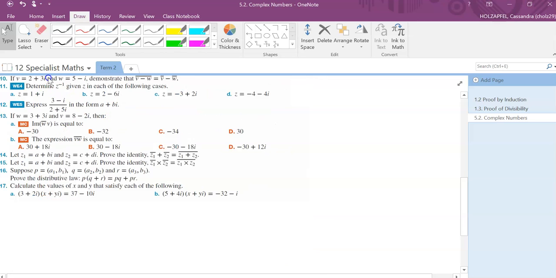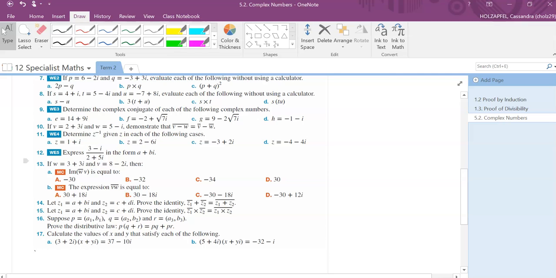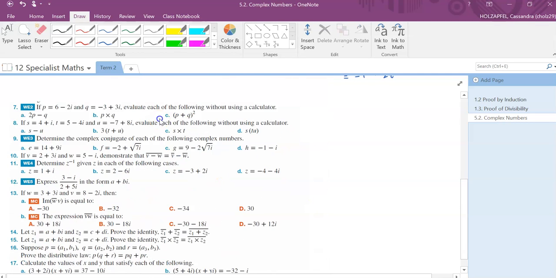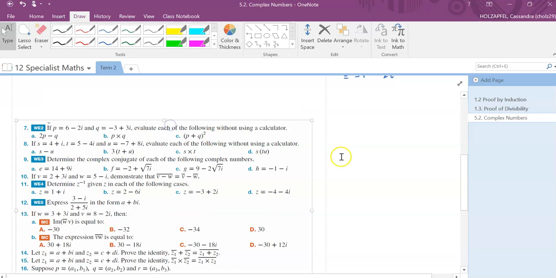Again, this has got some worked examples in your textbook if you wanted to have a look at the worked example instead. But these are pretty simple to go through, so let's run through them real quick. If P is equal to 6 minus 2i and Q is equal to negative 3 plus 3i, evaluate each of the following without using a calculator. So great tech-free example for a simple familiar question.